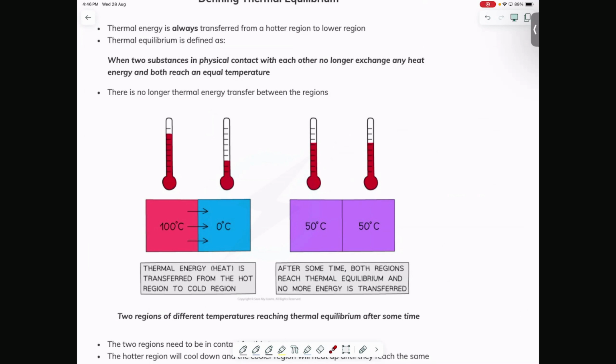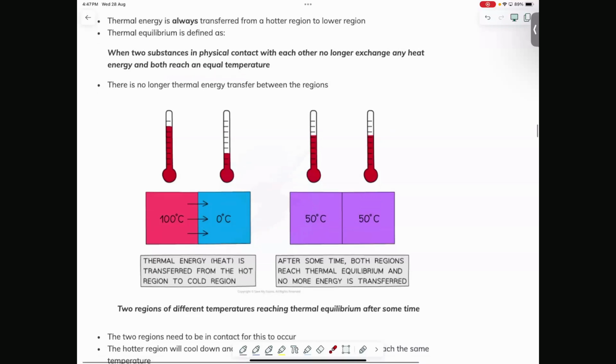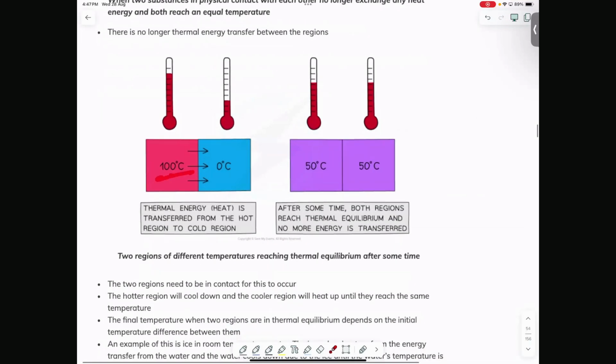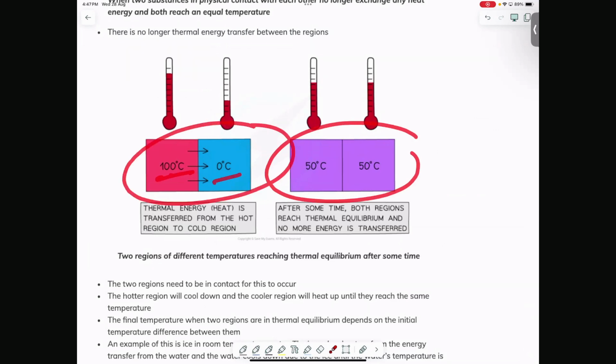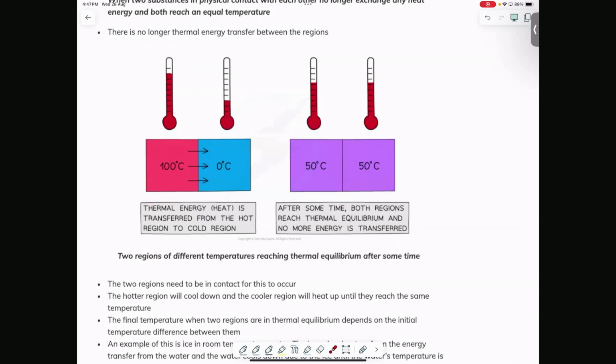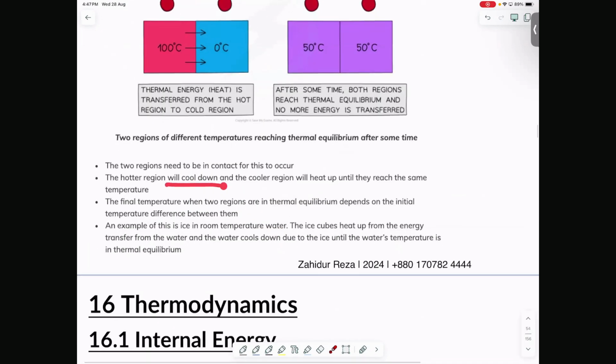Right. So what is the next one here? The two substances in physical contact with each other no longer exchange any heat and both reach equal temperature. So this is it, 100 to 0. This will only happen if they have what temperature or what mass? Equal masses, okay? The hotter region will cool down and the cooler region will heat up until they have the same temperature. But this is not as straightforward as this.